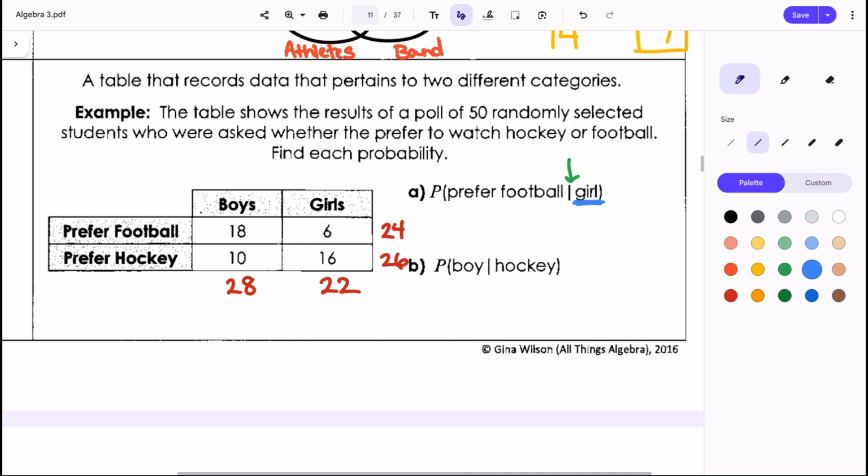So you want to look at the column that has girls and you want the total number. The total number of girls that we said we asked was 22. That's the number that's going to go on the bottom of your fraction. Then, using this column, so using the girls column that we're focused on right now, which number represents those that said they prefer football? 6 or 16? 6. So that's going to go on the top. Can you reduce that? Yeah. To what? 3 over 11.